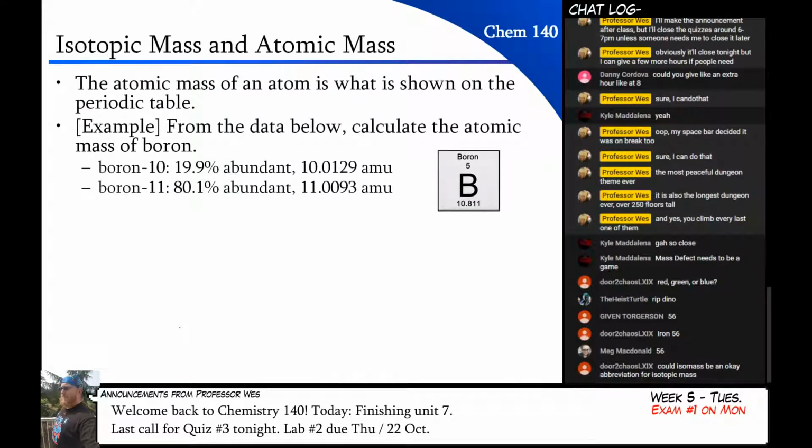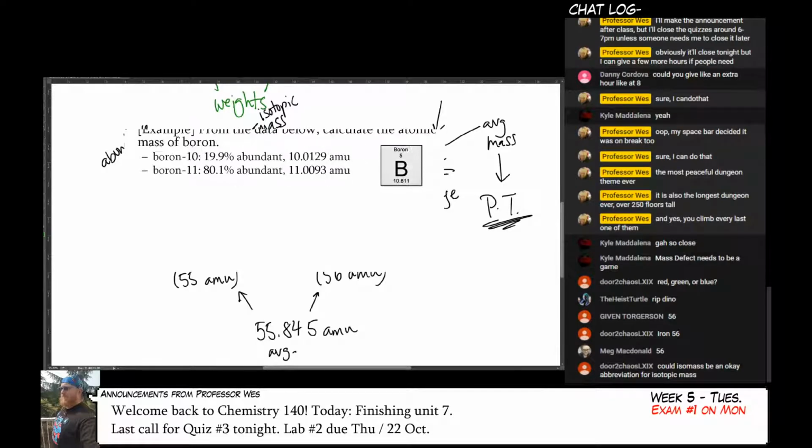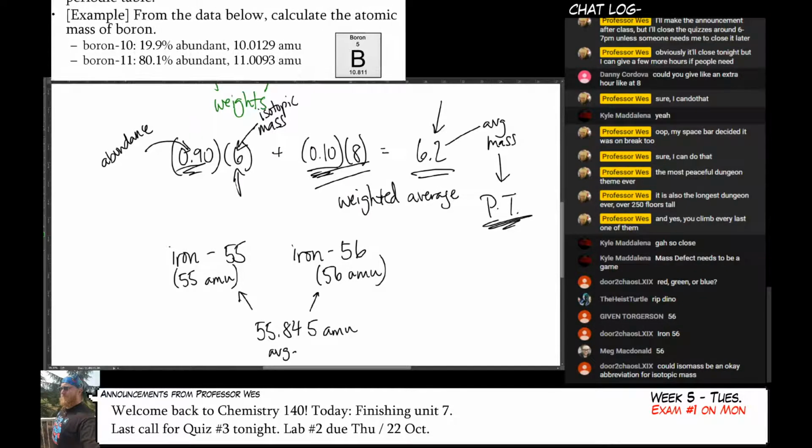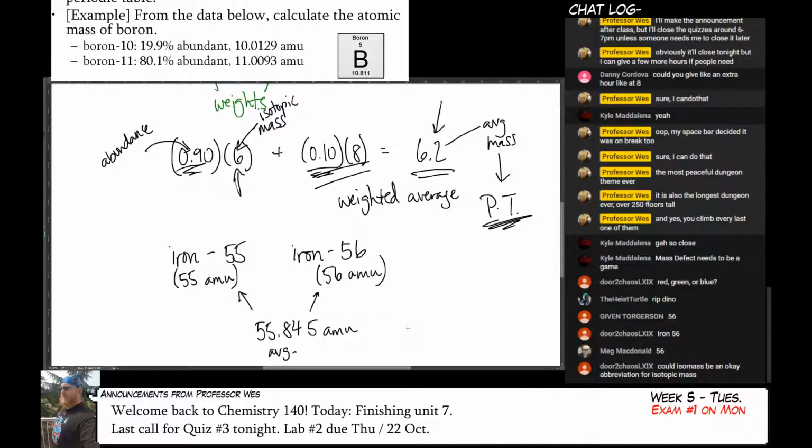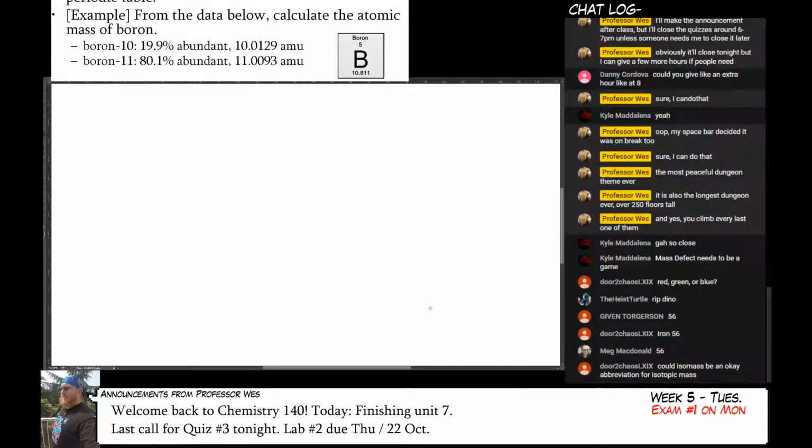So here's boron from the periodic table. And what I want to do is calculate the atomic mass based on these numbers. So what we want to do is calculate the atomic mass of boron, which is already shown. But we want to show that with the information that's available on the internet, we can get that. Okay? So we have the abundance percentages, which I looked up on Wikipedia. And we have the isotopic masses, which I also looked up.